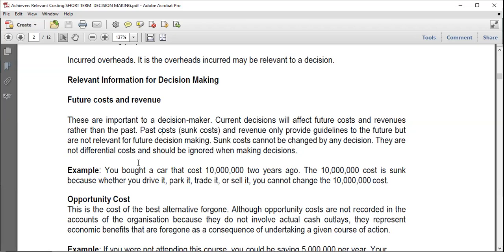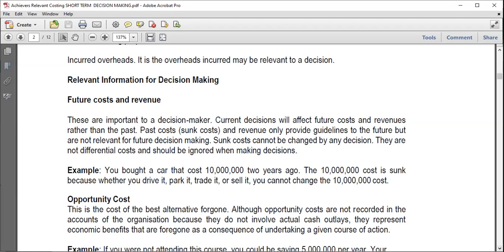So there's an example here. You bought a car at a cost of 10 million 2 years ago. Now, the 10 million is sunk. It's a previous cost, because whether you drive it, park it, trade it, sell it, you cannot change the 10 million cost. You get it? So it's very important. It's just like you have this car and you're now making a decision either to use it for driving, or to trade it. Now, all these will be sunk because you already incurred the value. You cannot reverse this cost.